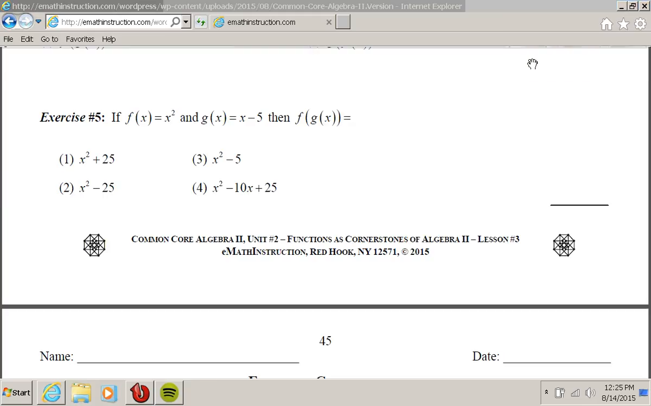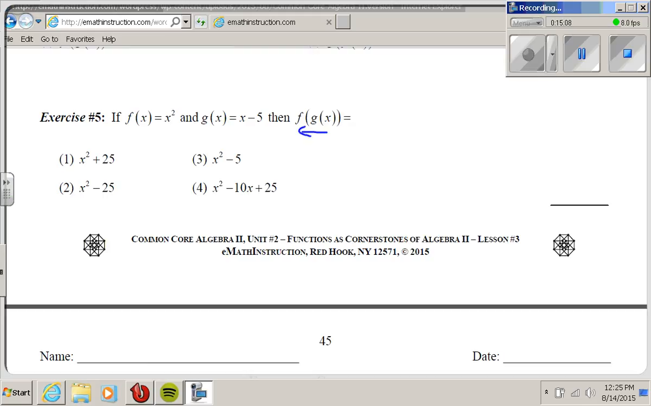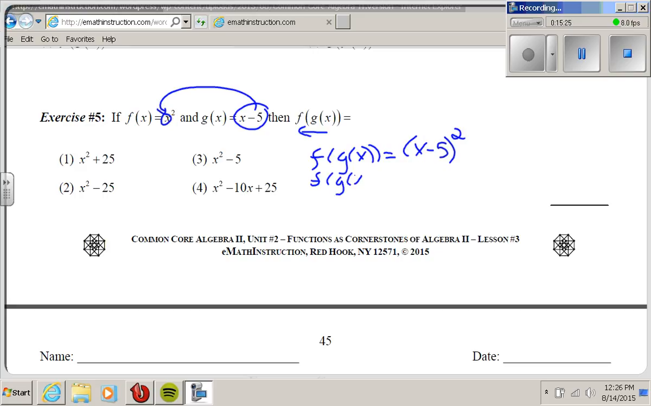Okay, so with this one, again, g is going into f. So when you did this, you should have f of g of x. Here's your g going into the x, which means you are going to have to square this function. Okay? Which means you're going to have to multiply the two binomials together. You should have gotten x squared minus 10x plus 25. Choice 4.